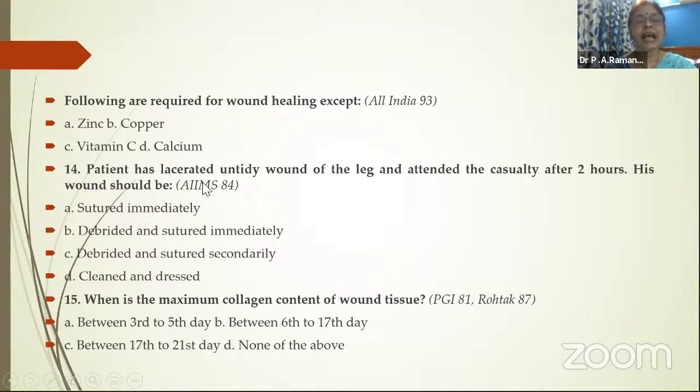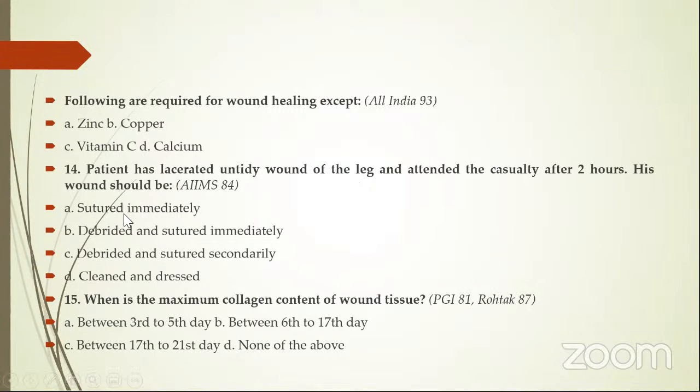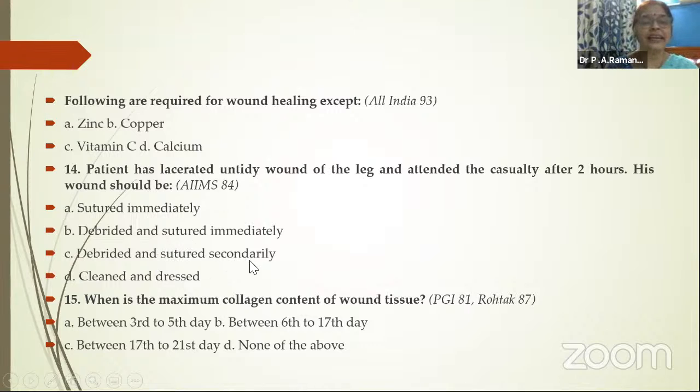Next, the patient has a lacerated untidy wound of the leg and attended the casualty after 2 hours. His wound should be? So for untidy wounds, what should be the method? Sutured immediately? Debridement. Debrided and sutured secondarily. That means you ask them to come after 48 hours and then you check and do. If there is infection, don't suture.